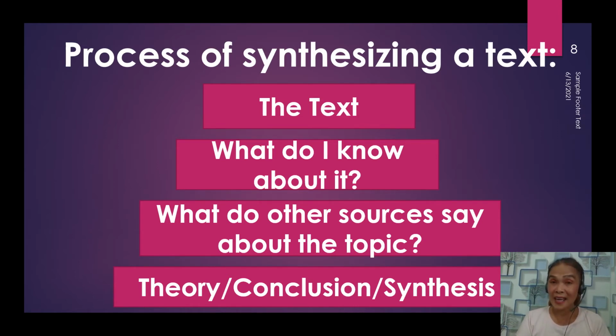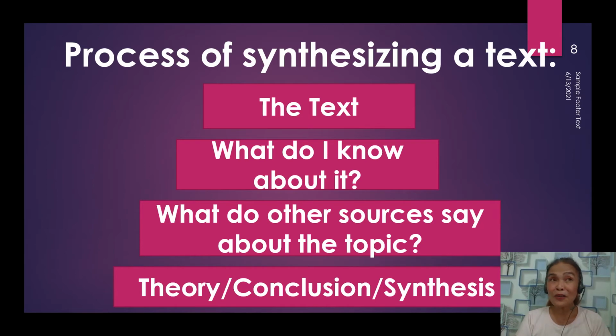First is the text. This could be the reading material assigned by your teacher, or any reading material that you have at home, or a reading material which you have seen from Google. Next, what are you going to do with the text? You are going to activate your prior knowledge. And that is answering the question, what do I know about the topic?